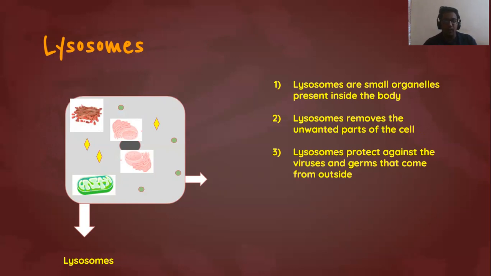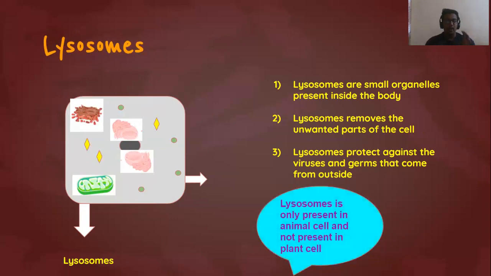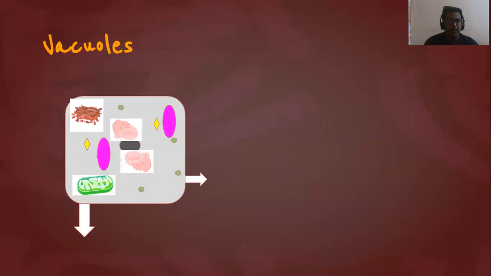Okay, so whenever you fall ill, many times if you see your test also, they check the count of lysosomes. Okay, अगर lysosomes कम हो जाते हैं, then outside germs can attack your body easily. Lysosomes अच्छे healthy हैं, then you are very healthy. That is one of the signs that we take. So you get the fifth difference right now. Lysosomes are only present in animal cell and not present in plant cell.